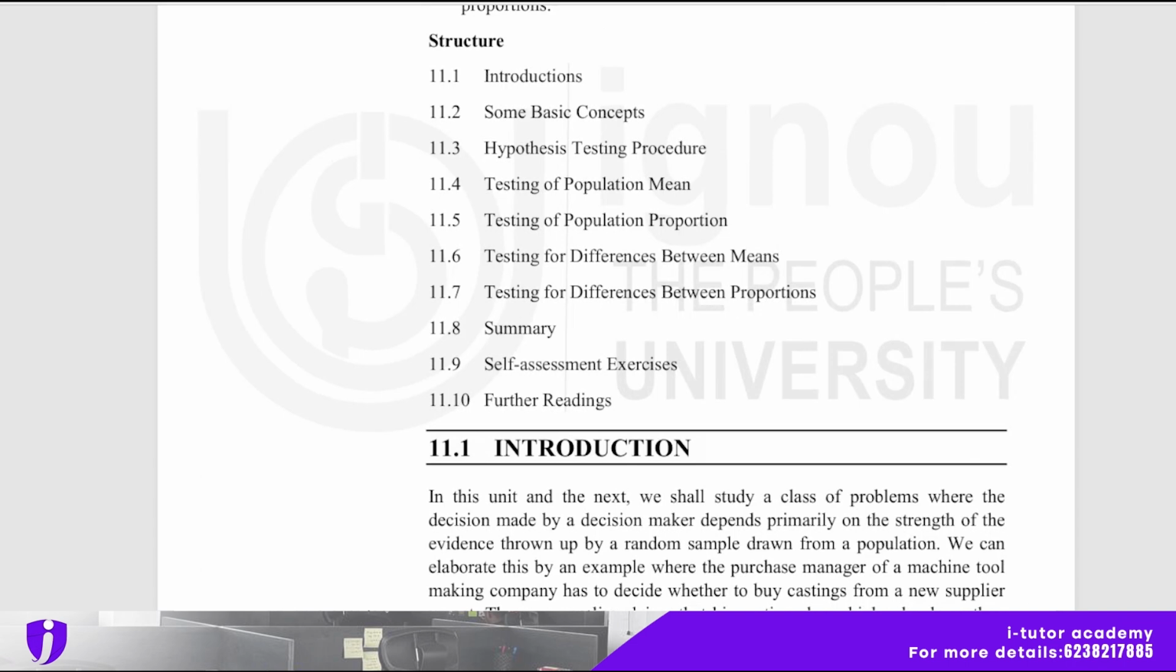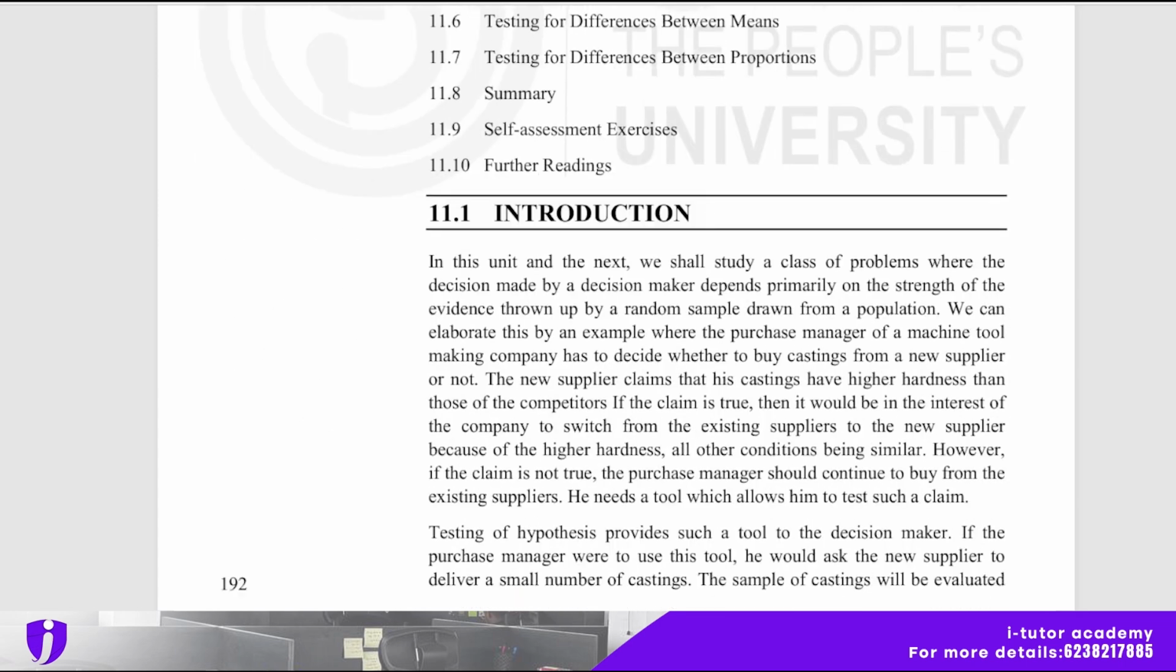The structure of this unit is: introduction, some basic concepts, hypothesis testing procedure, testing of population mean, testing of population proportion, testing for difference between means, testing for difference between proportions, and summary and self-assessment exercises.